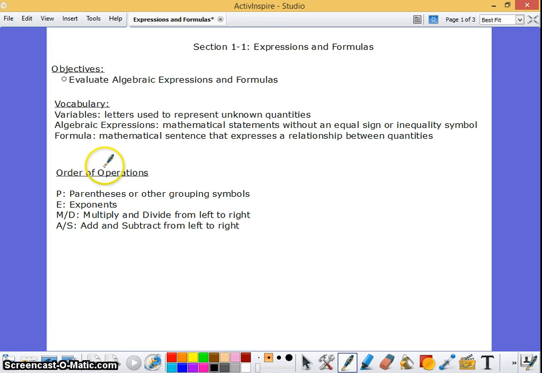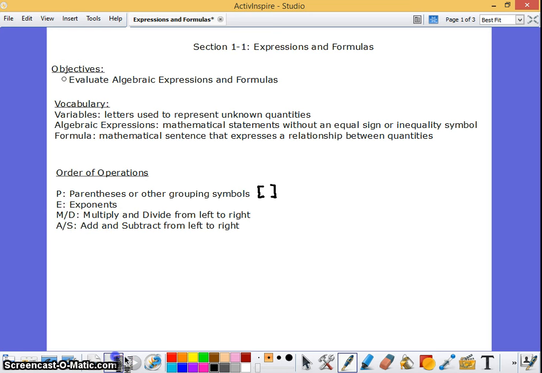Big part of evaluating expressions are the order of operations, which you may remember as PEMDAS. P is the parentheses or other grouping symbols, which includes brackets, which look like these. E is the exponents. M and D I put on the same one because they have the same order. You multiply and divide from left to right. So you don't multiply and then divide. You can do either one of them in that order, doing whichever one comes first to the left. A and S are the same way. You add and subtract from left to right.